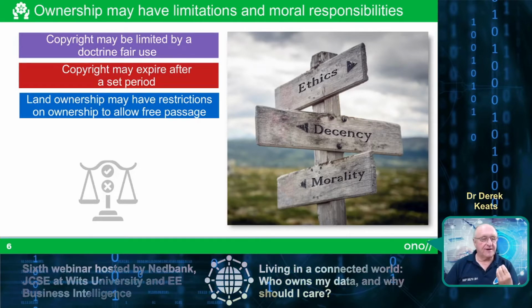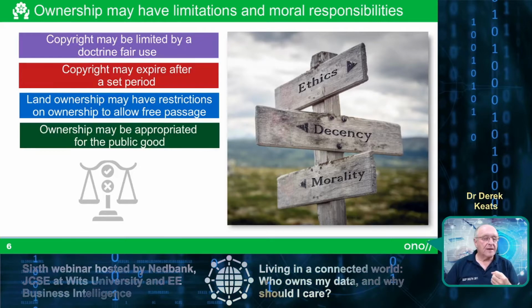Land ownership, as another form of ownership, can have restrictions to allow people free passage. So for example, if I live in Canada and I build a cabin by a river, I can't put up a fence and block access to the river. In South Africa, I can. So those particular restrictions can vary geographically. Ownership may be appropriated for the public good. So if you own land and a road needs to cut across the corner of your land, that land can be appropriated. You may be paid or you may not be paid, depending on the jurisdiction. So these are some of the ways in which ownership can have limitations and carry with it moral responsibilities.